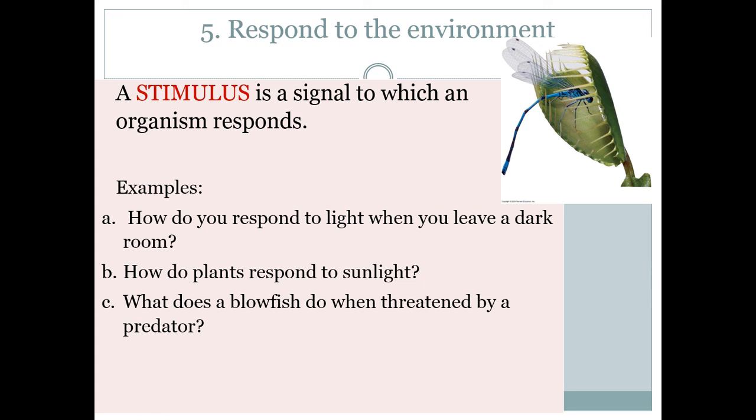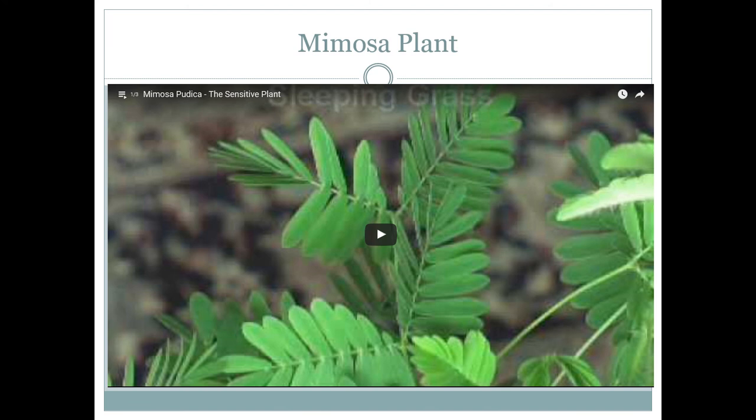As you can see in the top right-hand corner, the Venus flytrap, whenever the little hairs in the Venus flytrap are triggered three different times, the response is it snaps closed. It snaps closed and starts to secrete an enzyme to break down the flies and get nutrients. Here's an example of stimulus and response with the mimosa plant, which some of you may have seen before.